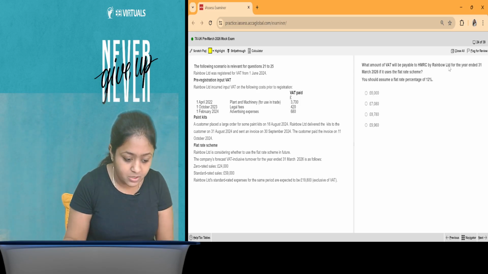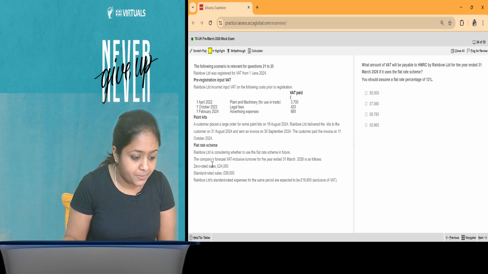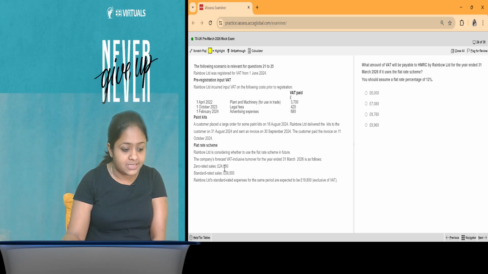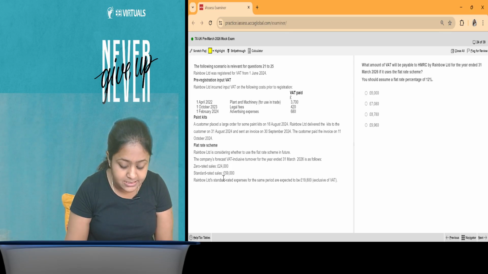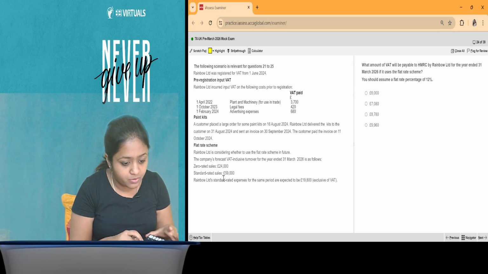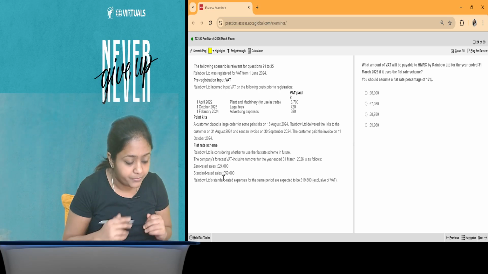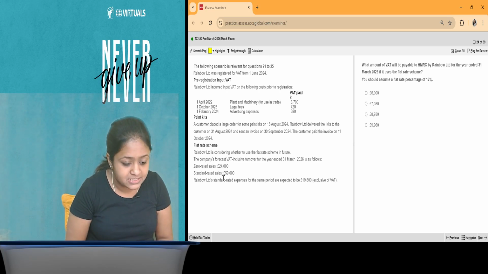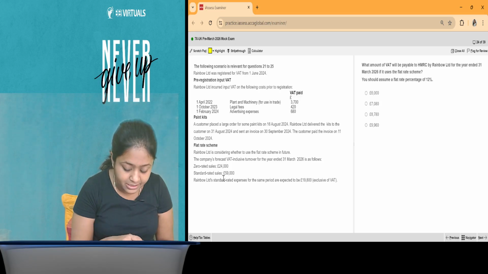What is the value including VAT? The company's forecast VAT inclusive turnover is 24,000 zero rated sales, and 59,000 standard rated sales. Okay, the VAT inclusive turnover. And the standard rated expenses for the same period, exclusive of VAT, are 19,800. Okay, so let's do the calculation here. What is 12% that we will take here?